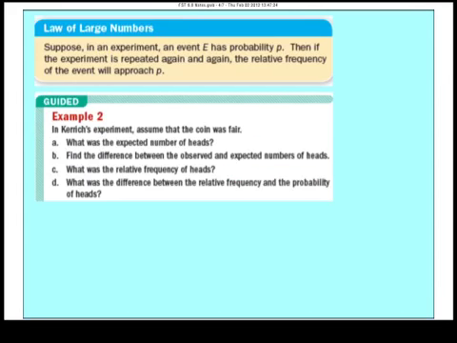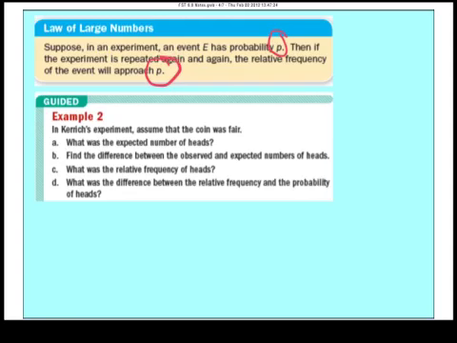Now what the law of large numbers says is this. Suppose in an experiment an event E has probability P. So for example, the probability of getting heads would be 1/2. Then, if the experiment is repeated again and again, the relative frequency of the event will approach the probability.